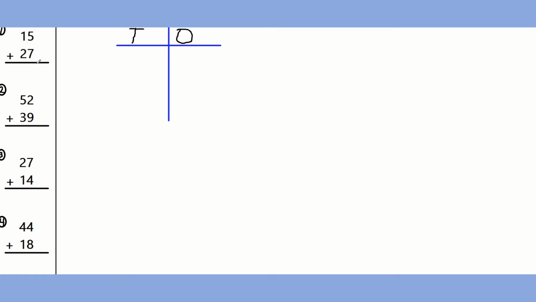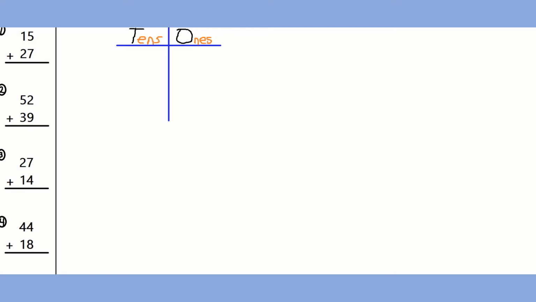So when you see that you're going to have to regroup, go ahead and draw your T-O chart. What is a T-O chart? A T-O chart is going to help you see the place value of each number. It's going to help you separate your tens from your ones. So the T in T-O stands for tens, right? That's what the T stands for, tens. And the O stands for ones. That's why we call it a T-O chart.